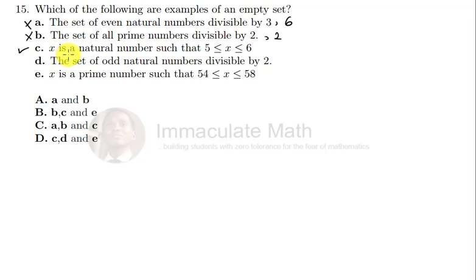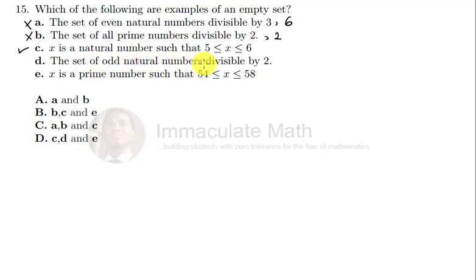You can only have a real number between 5 and 6, or a rational number between 5 and 6. Okay, so the next one is the set of all natural numbers divisible by 2. I don't think you can ever find a set with no elements that satisfy this condition.